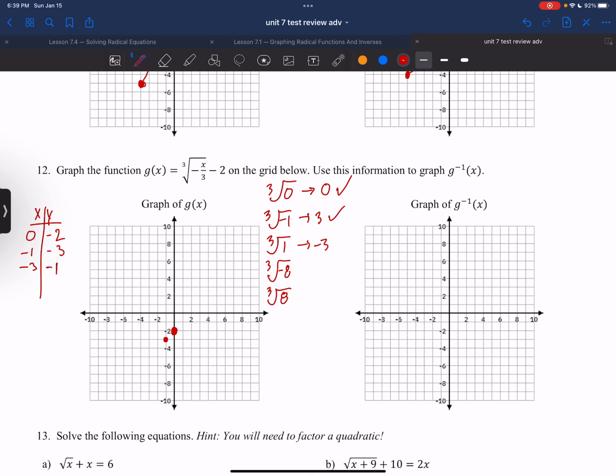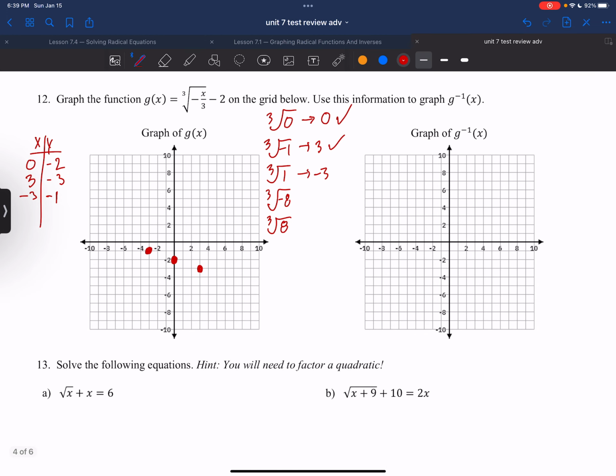Yep, negative 1. So negative 3. Wait, hold on, I'm sorry. I didn't plug in negative 1. I plugged in 3. Silly. What are you doing, Mr. Spake? You silly dog. 3, negative 3. And then negative 3, negative 1. Okay, that's better. Whew.